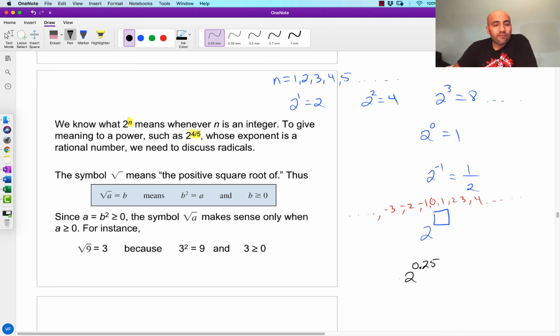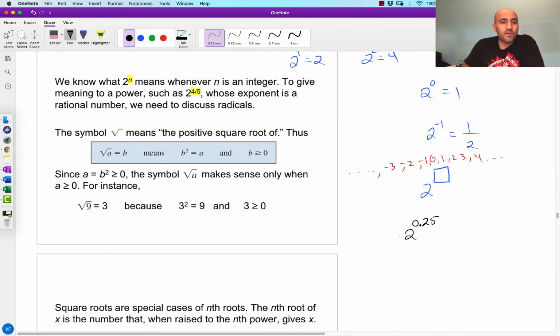So if we want to figure out what is the square root of 9, for instance, the answer is 3. And why is the answer 3? Well, that's because 3 squared equals 9. In other words, if we wanted to figure out what is the square root of 25, well, the answer is 5. Why is it 5? Because 5 squared equals 25.